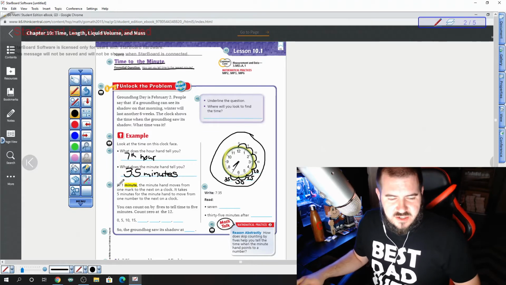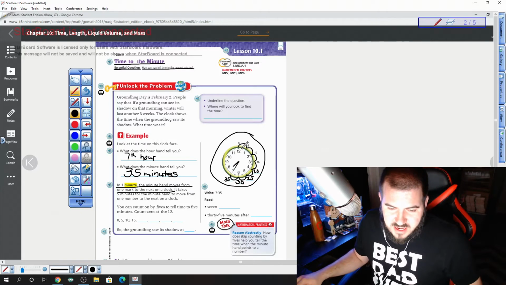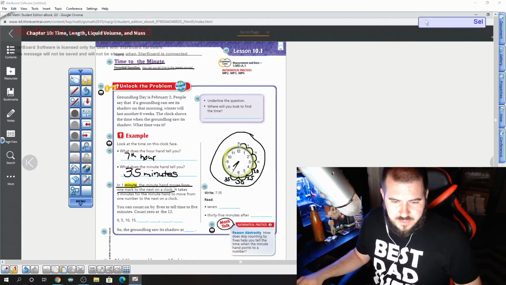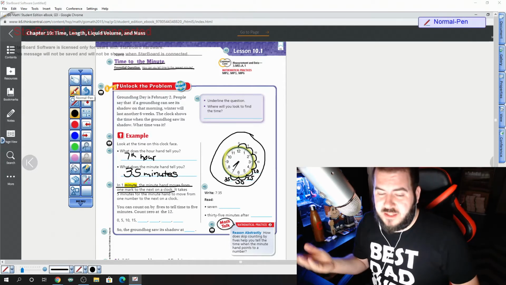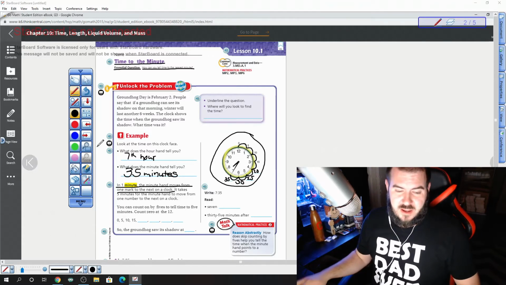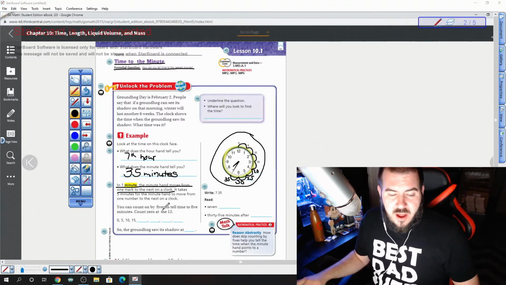So this first thing right here says in 1 minute, the minute hand moves from one mark to the next on a clock. As you can see, it's kind of small, but there are tiny little marks on the clock. I'm showing you with my pointer here. There are these tiny little marks. Each little mark stands for 1 minute. So we can count by ones for those little marks. You can count on by 5s to tell the time to 5 minutes.